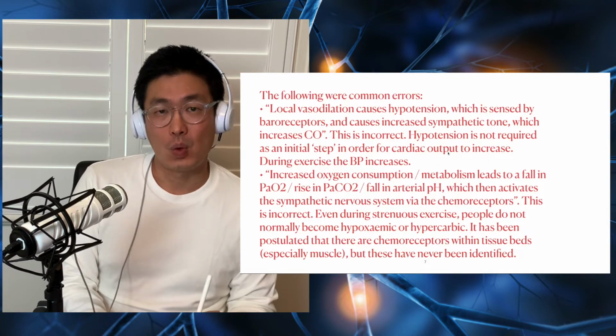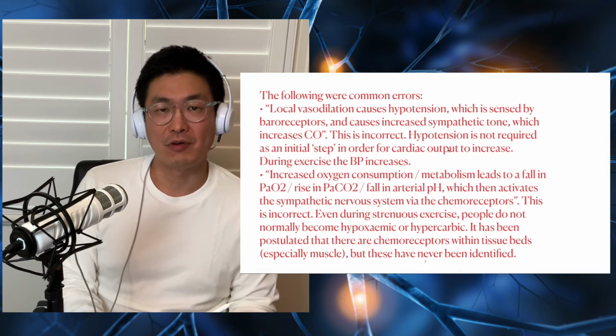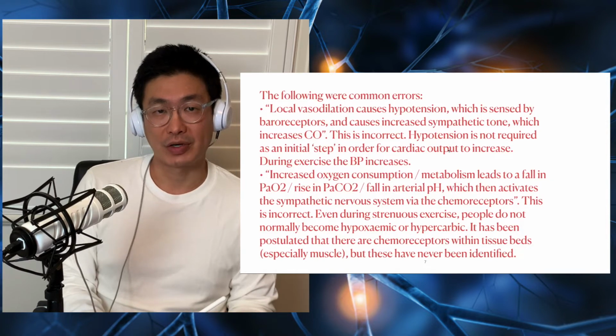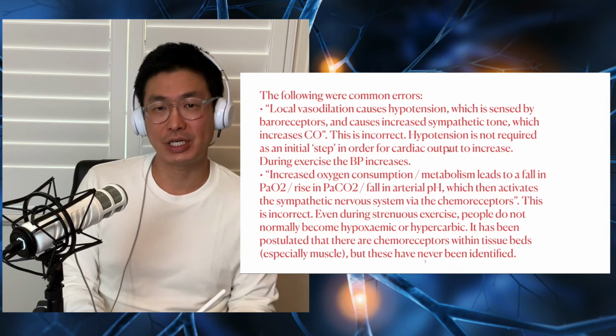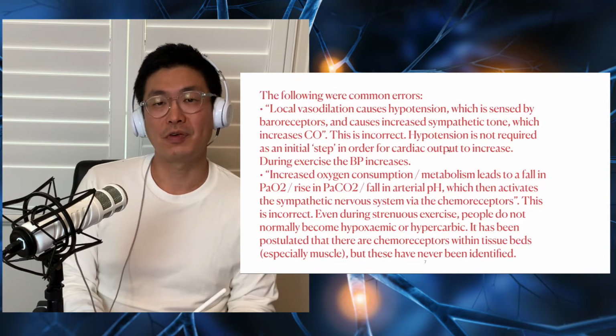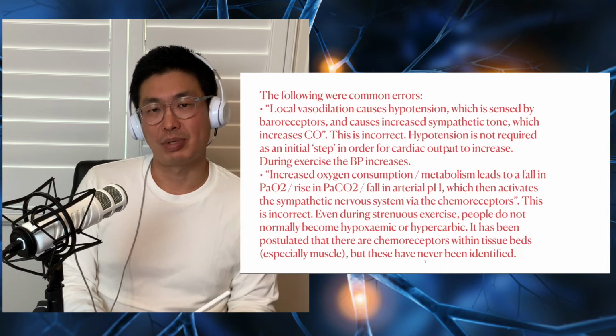Now, this is what we should not be including in our answer. So these were the following common errors. Local vasodilatation causes hypotension, which is sensed by baroreceptors and causes increased sympathetic tone, which increases cardiac output. This is incorrect. Hypotension is not required as an initial step in order for cardiac output to increase. During exercise, the blood pressure increases.